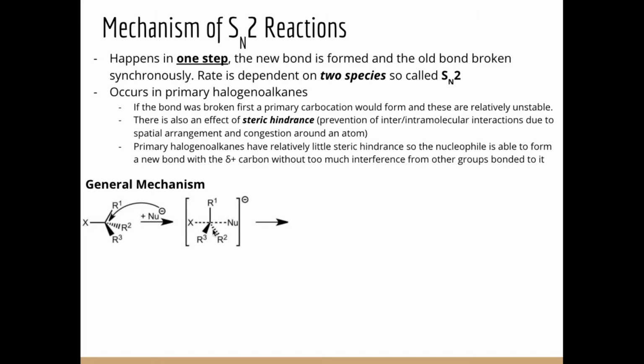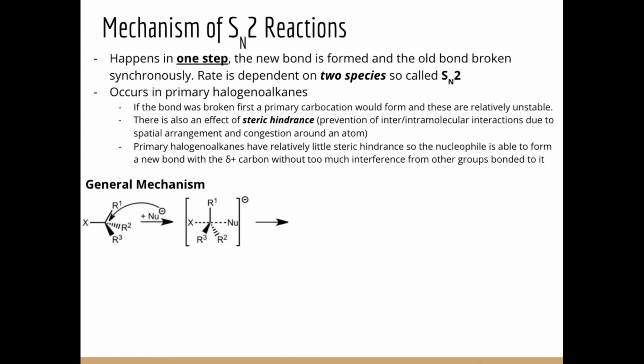So this would give us 5 regions of electron density. If we think back to our VSEPR theory, valence shell electron pair repulsion theory, we would have a trigonal bipyramidal geometry here before we get the complete severing of our old bond and the complete forming of our new bond. So our intermediate, and then the halogen leaves and we have substituted it with our nucleophile.